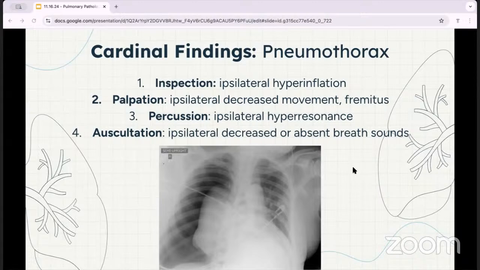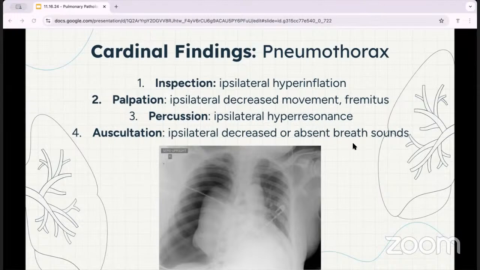So on exam findings, let me see here. Yeah, this X-ray is showing hyperinflation of the affected side with increased spaces between the ribs. And the collapsed lung is visible as a sharp edge, and there is an increased black area of air in the pleural space. Oh, let me go back to the previous slide. I think that's what I wanted to mention here about that.